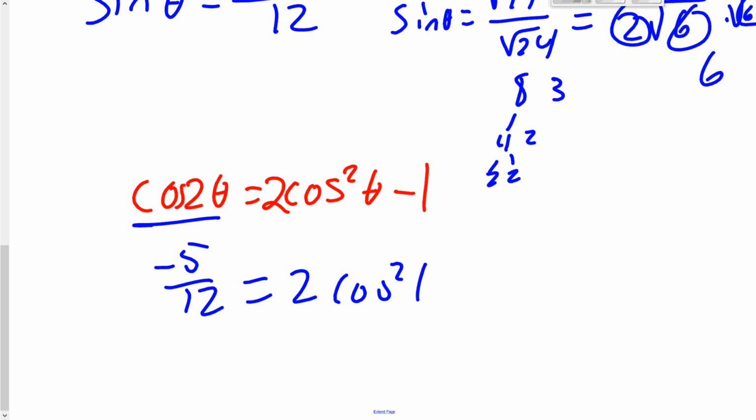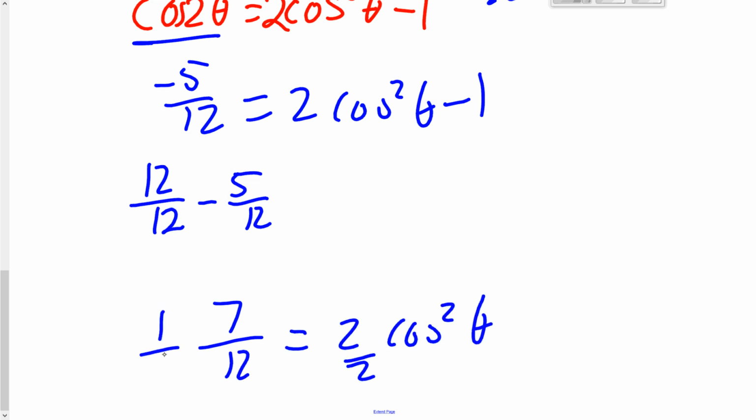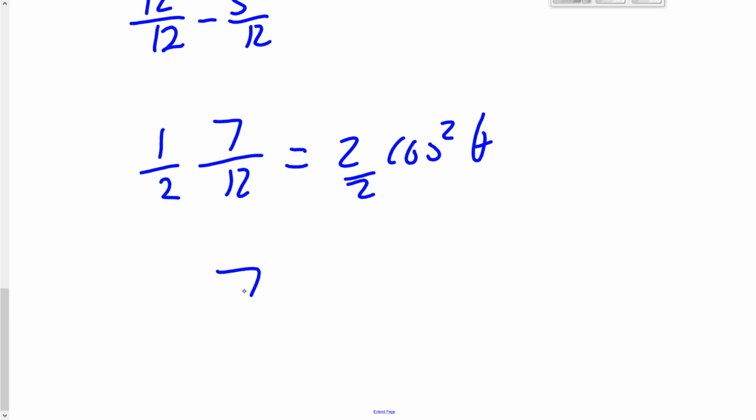So that will equal 2 cosine squared of theta minus 1. We can add 1 to both sides, that's adding 12 over 12. 12 minus 5 is 7. So 7 over 12 equals 2 cosine squared of theta. Divide by 2, which is multiplying by 1/2. So we get 7 over 24 equals cosine squared of theta.